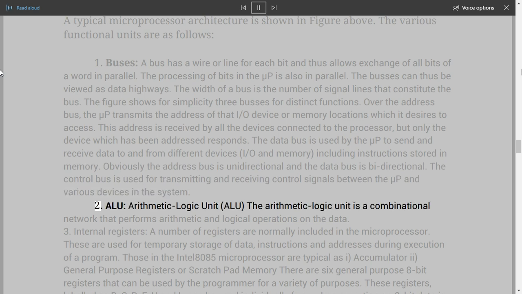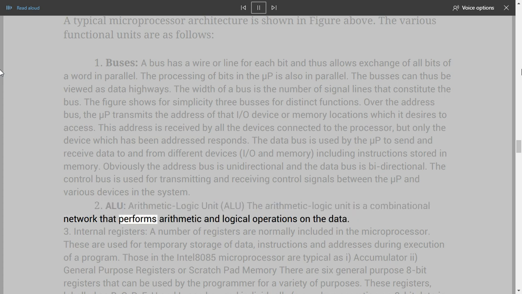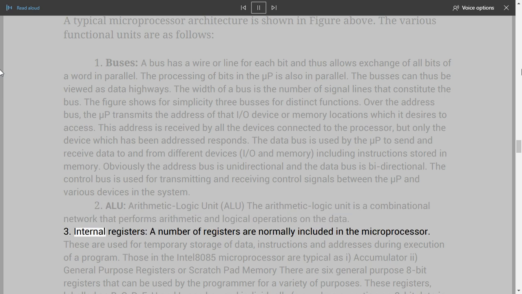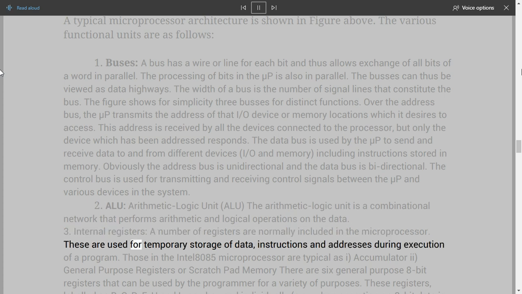2. ALU, Arithmetic Logic Unit. The arithmetic logic unit is a combinational network that performs arithmetic and logical operations on the data. 3. Internal registers. A number of registers are normally included in the microprocessor. These are used for temporary storage of data, instructions, and addresses during execution of a program.